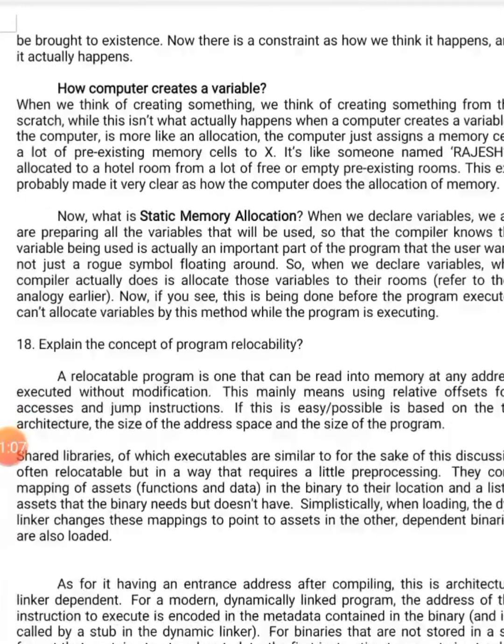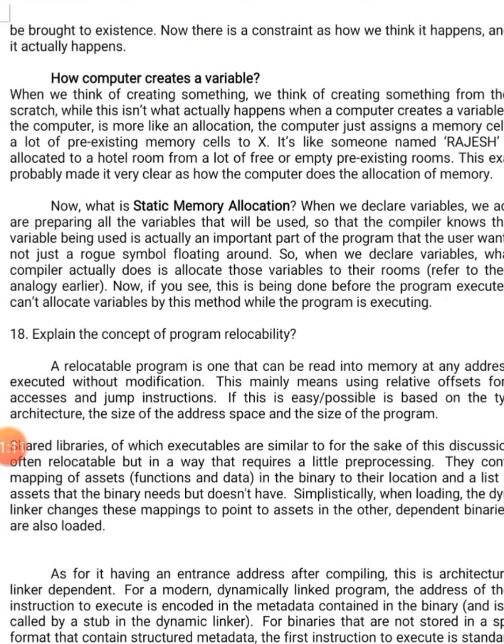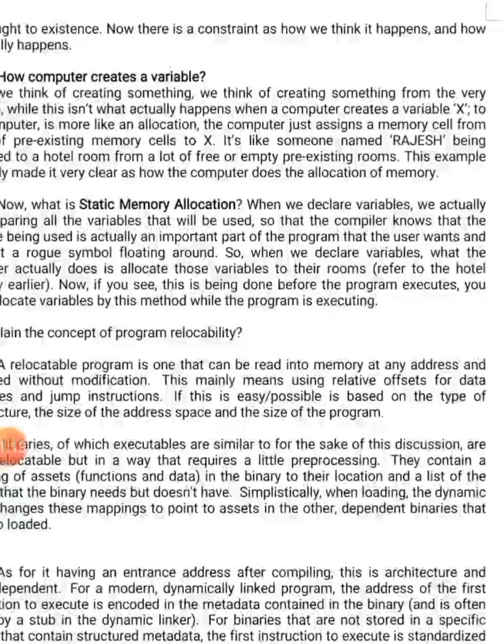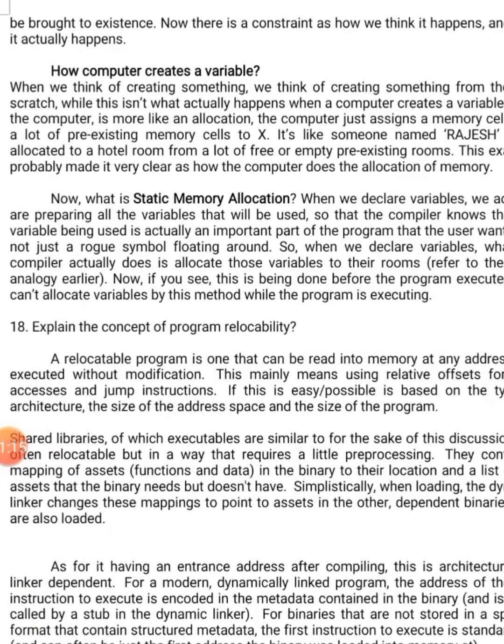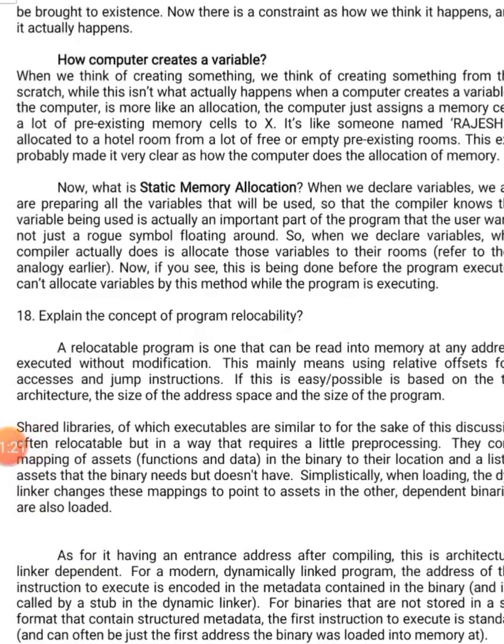Static memory allocation. When we declare variables, we are actually preparing all the variables that will be used, so the compiler knows that the variable being used is an important part of the program that the user wants, and not just a regular symbol floating around.